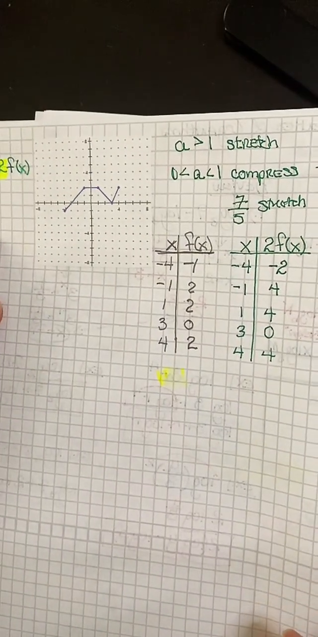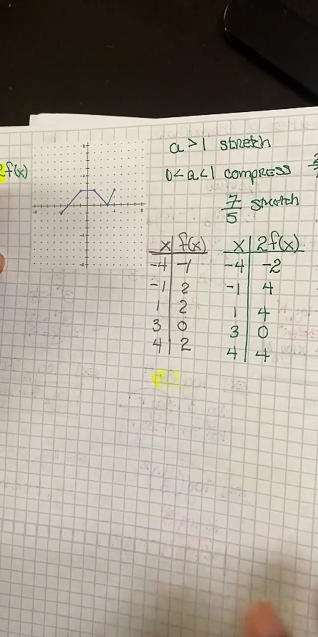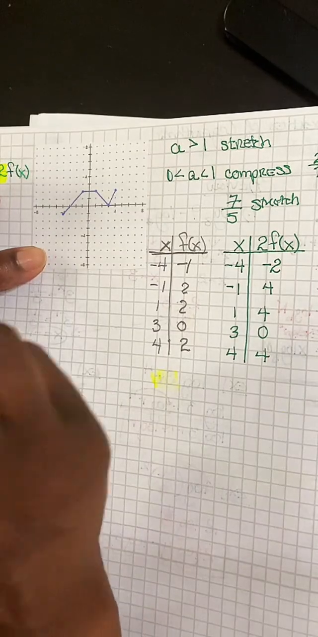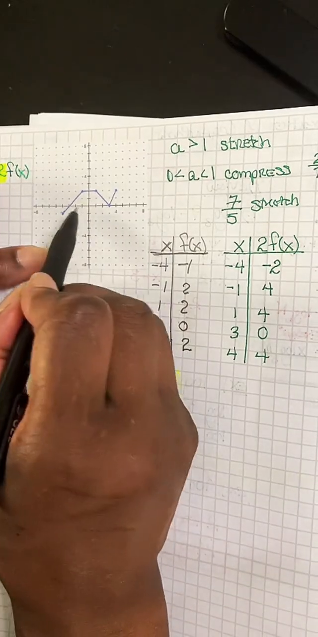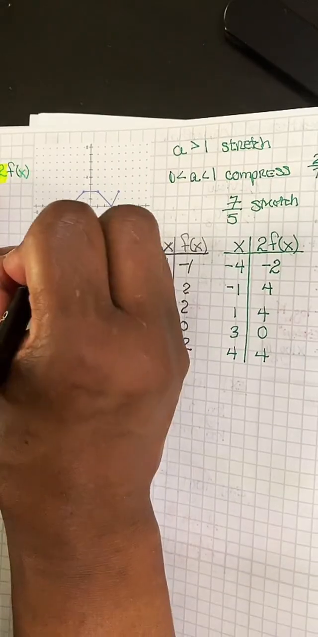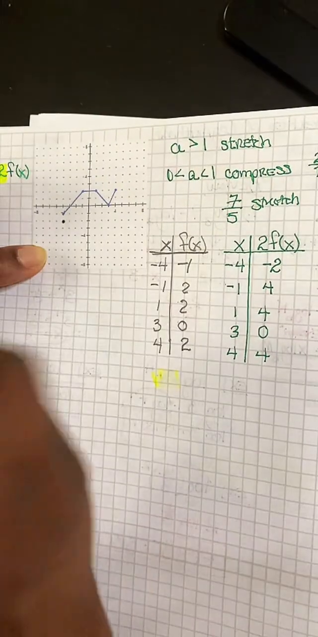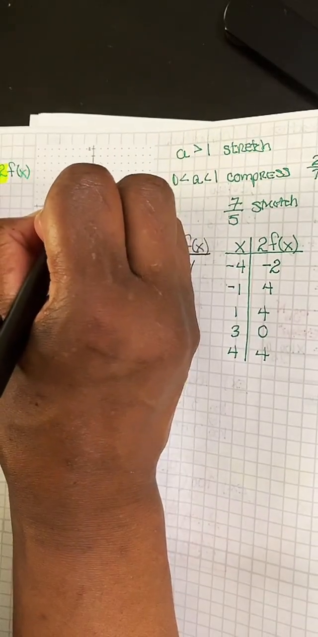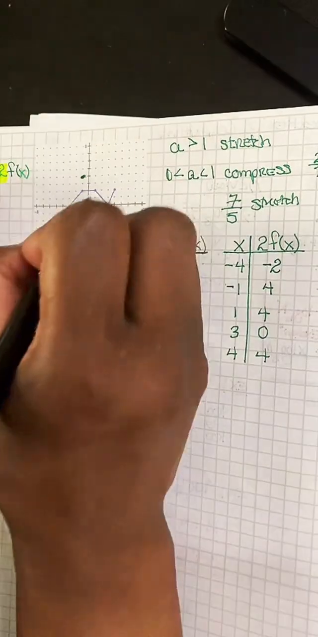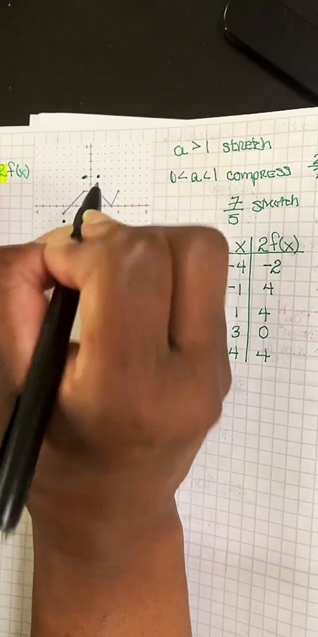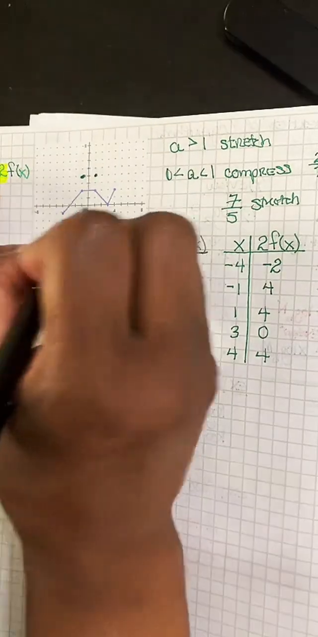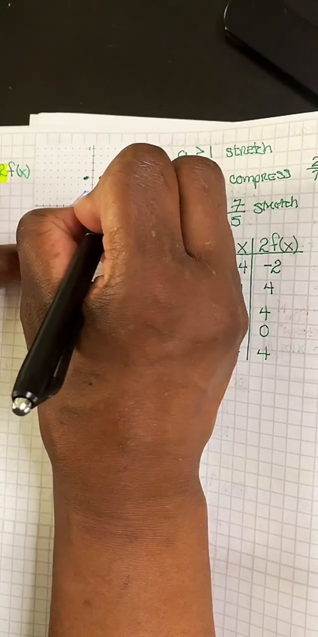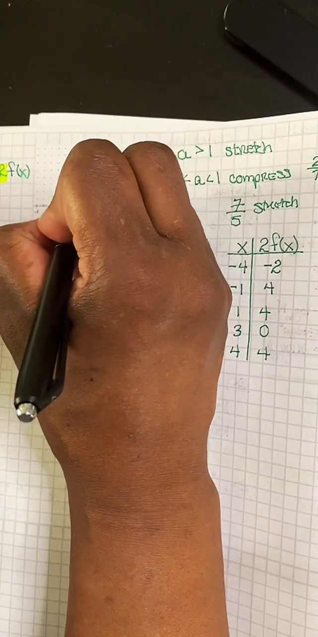So if we try to plot those points onto this same grid that has my parent function, let's see what happens. We have -4, -2. That's right here. We have -1, 4. That's up here. Then we have 1, 4. Then we have 3, 0. That remains. But then we have 4, 4. So from here to here.